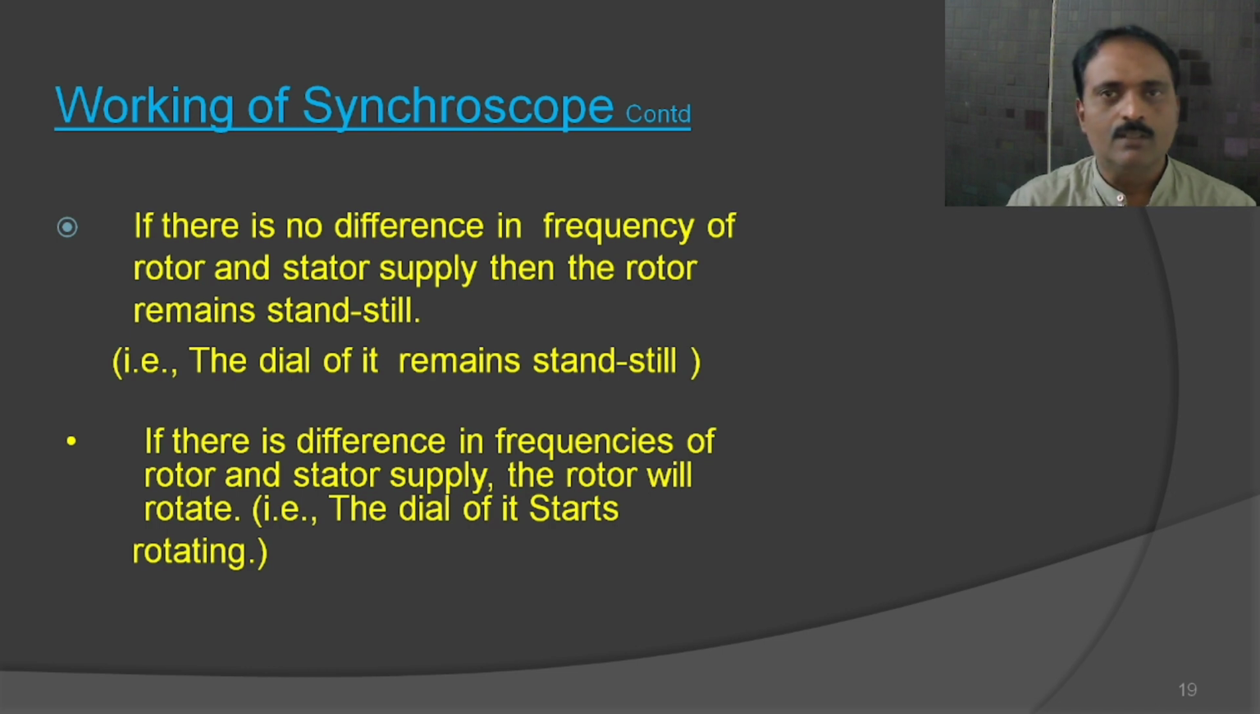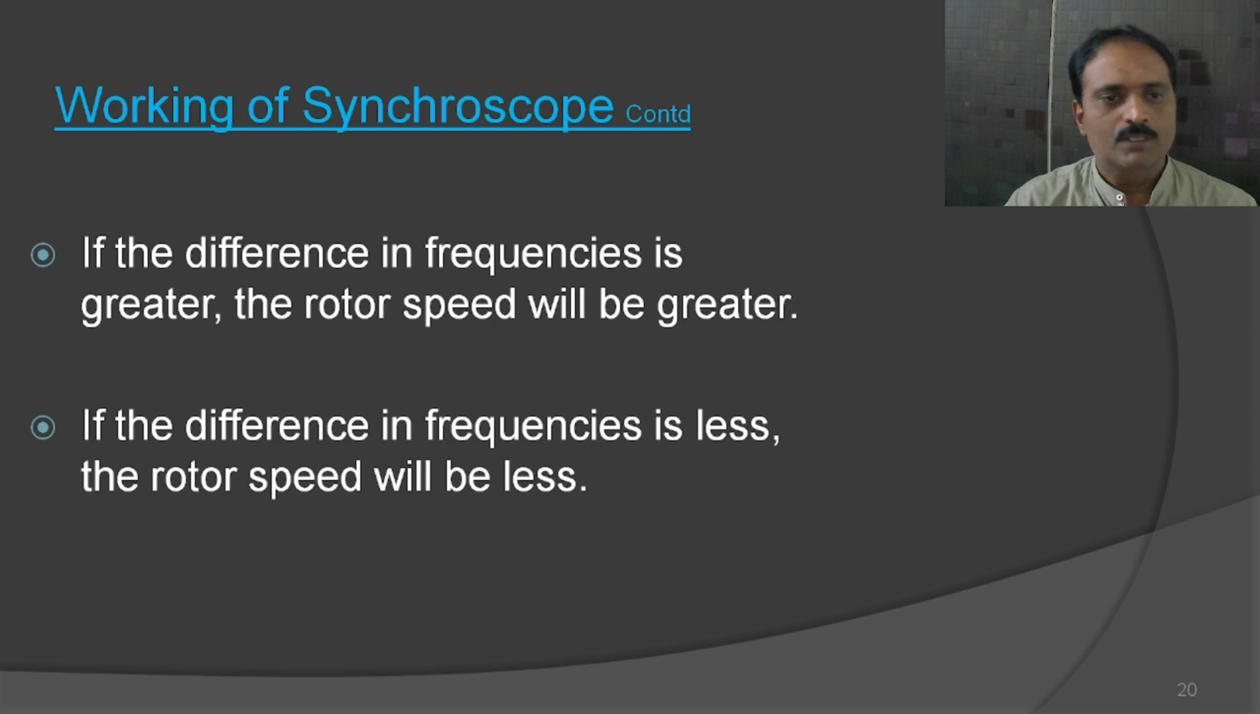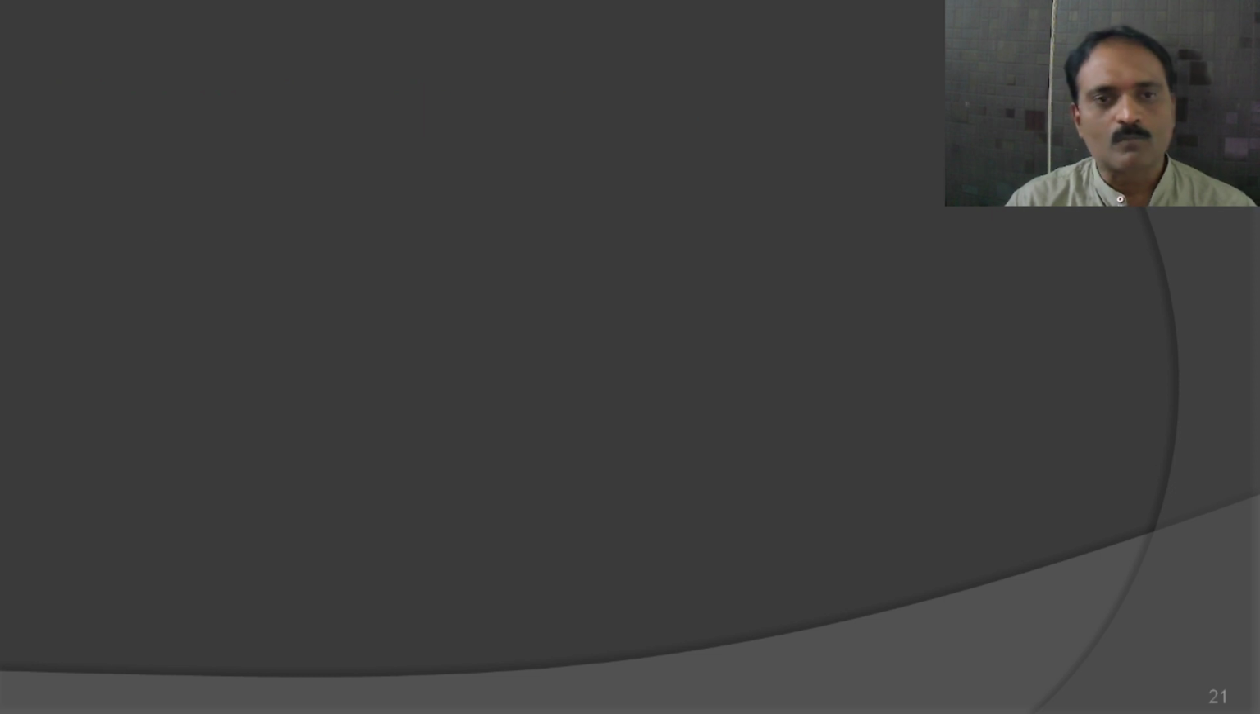In turn, frequency difference means it is going to reflect the difference in the speeds of the prime mover. So if the difference is greater, the rotor speed will be greater. If the difference in the frequency is less, the rotor speed will be less. So there is a proportionality relationship between the difference in the frequencies and the rotor speed.